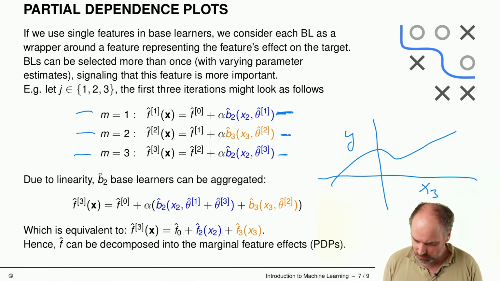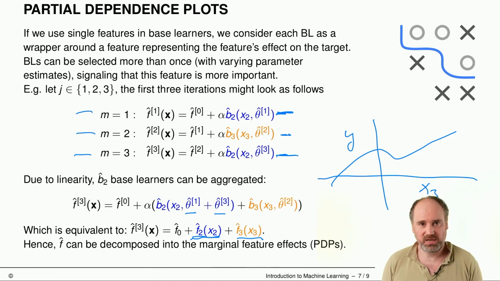If these two are of the same type, we can easily add up their parameter vectors, and now we get one curve for feature 2, and this would be our partial dependence curve, our marginal effect for feature 2. And for feature 3, we can do the same. Here there was just one, but maybe there are multiple. Again, we can add them up.